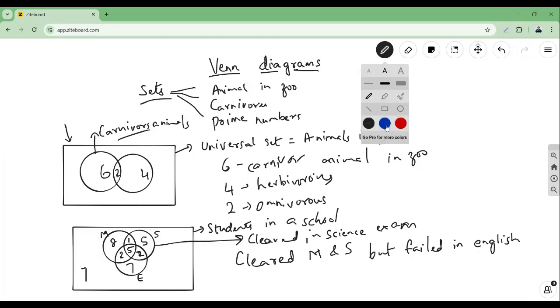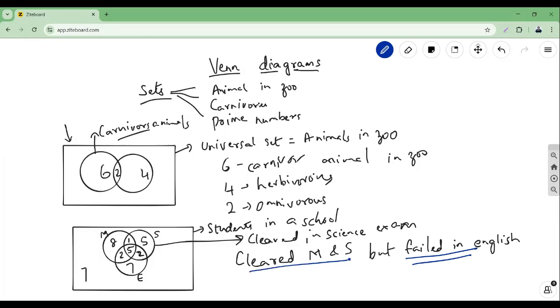So that means if I consider anything inside the English circle, they're all cleared in English exam. But I don't want people to count who have cleared in English exam. I want people who are cleared in math and science, but failed in English. So outside the English, I will have to take this area outside that English circle. And if you see, they are 8 plus 1 plus 5, right? So I'll get a number of 9 plus 5 is 14. 14 people cleared math and science but failed in English.